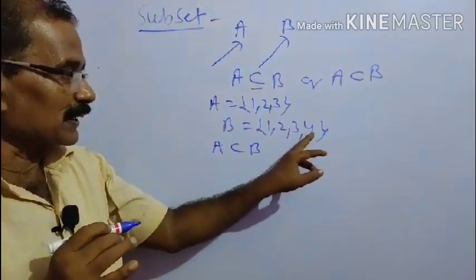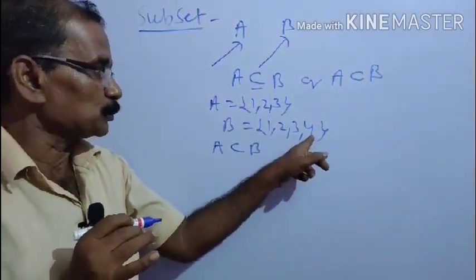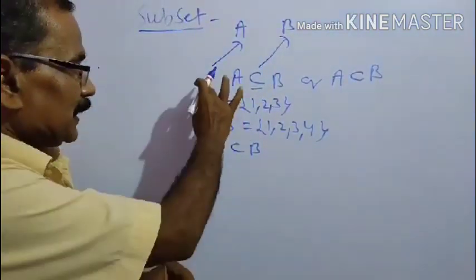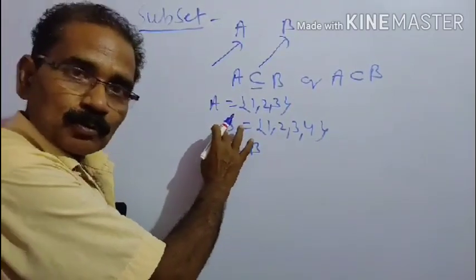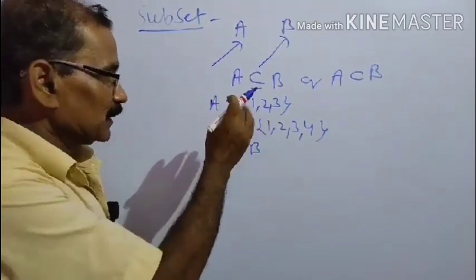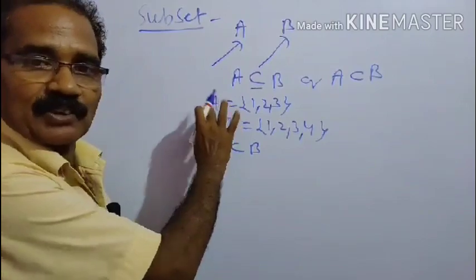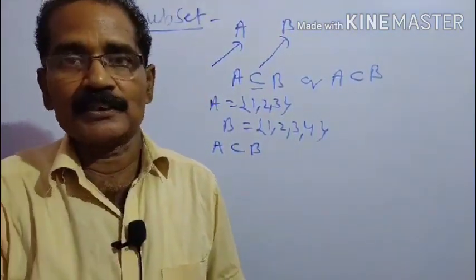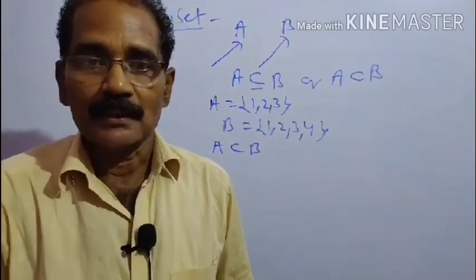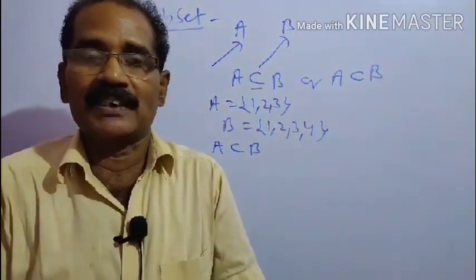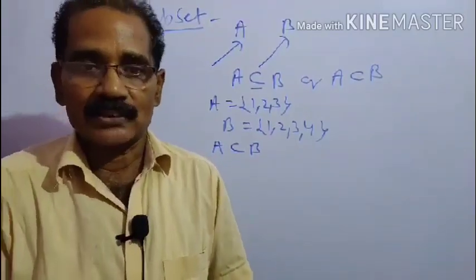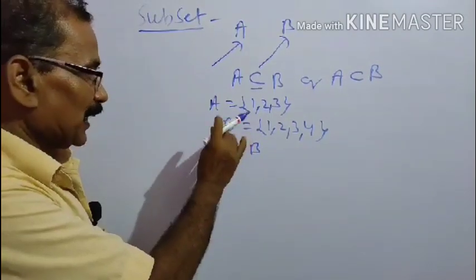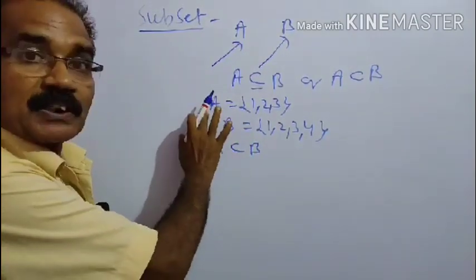Here there is one element in B, that is 4, which is not present in A. So we can say that A is a proper subset of B and B is the superset of A. Suppose A and B are two sets. Every element of A is an element of B, but at least one element in B is not in A. Then A is a proper subset of B and B is the superset of A.